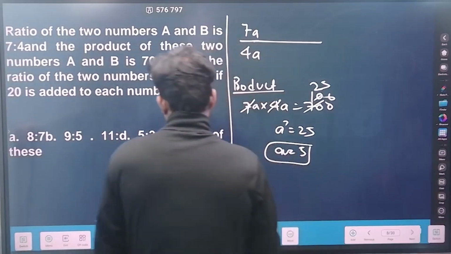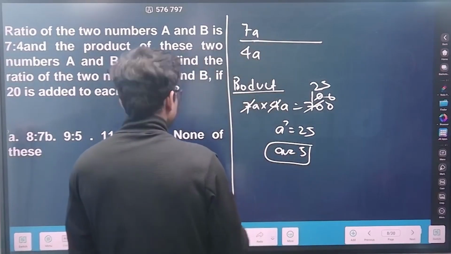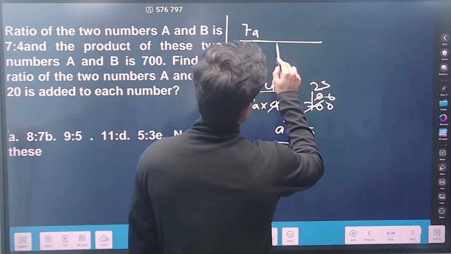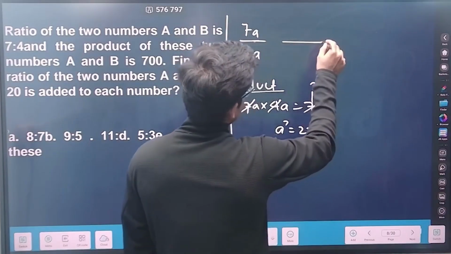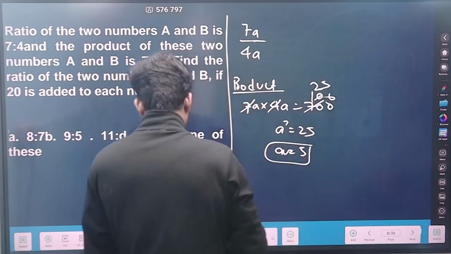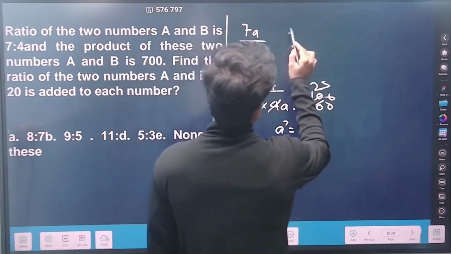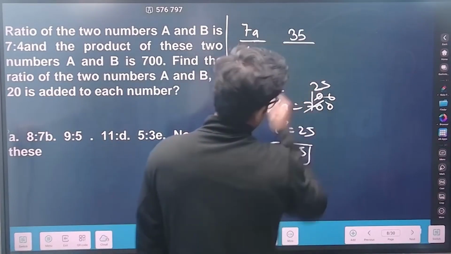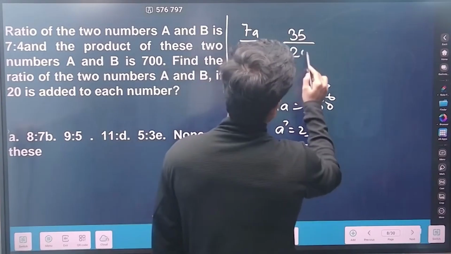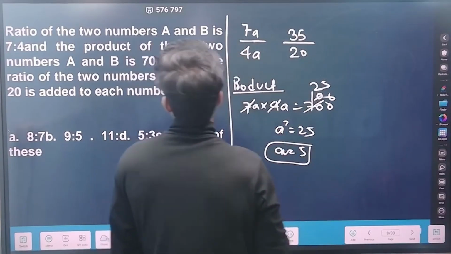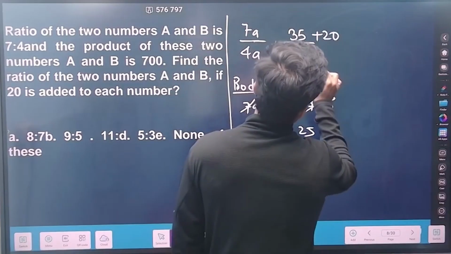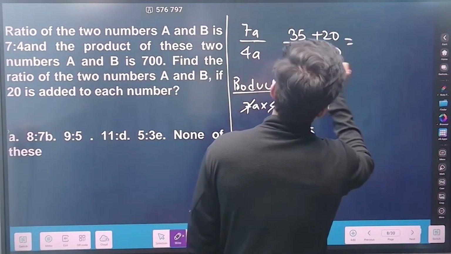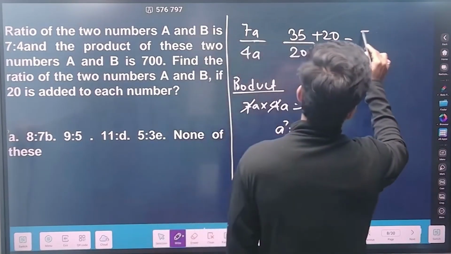First of all, your number is what? If you notice, your number is 7 5s are 35 or 4 5s are 20. You are adding 20 here. You are adding 20 here. This would become how much? 35 plus 20 is 55.